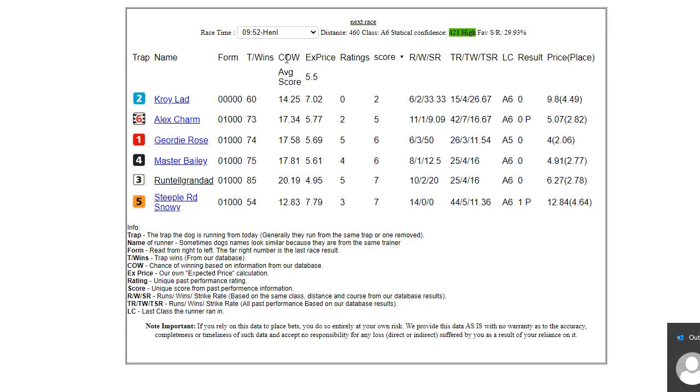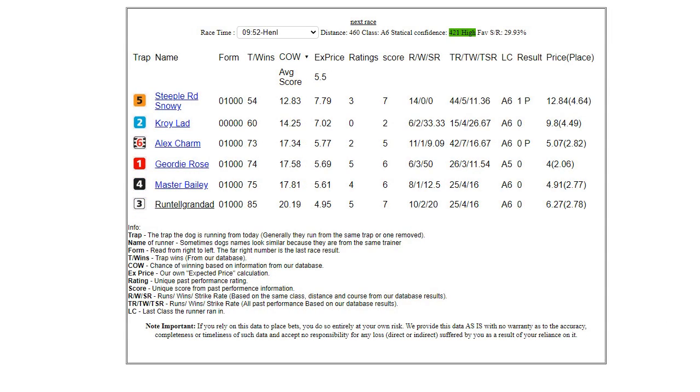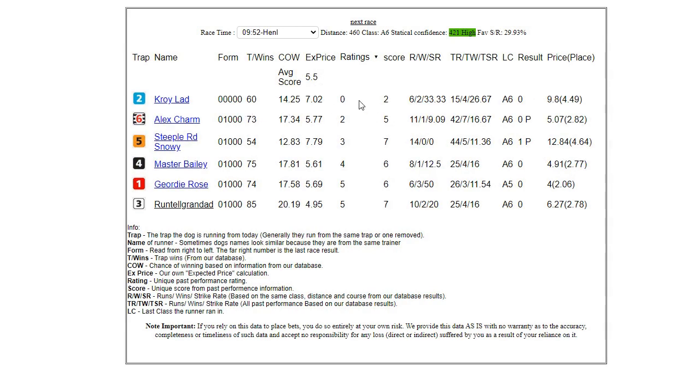So let's go to cow. Sorry, my email account is open and it keeps on downloading emails. Sorry about that. Croy Lad is second, so that's fine. And if we go to rating, Croy Lad is actually at the bottom again. So again, another selection. Now this one was at 9.8.